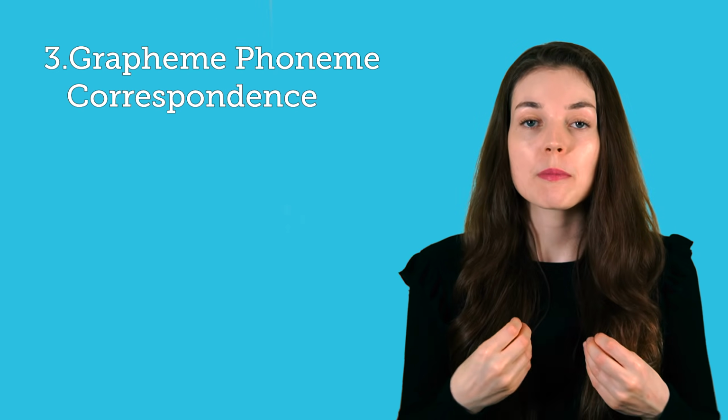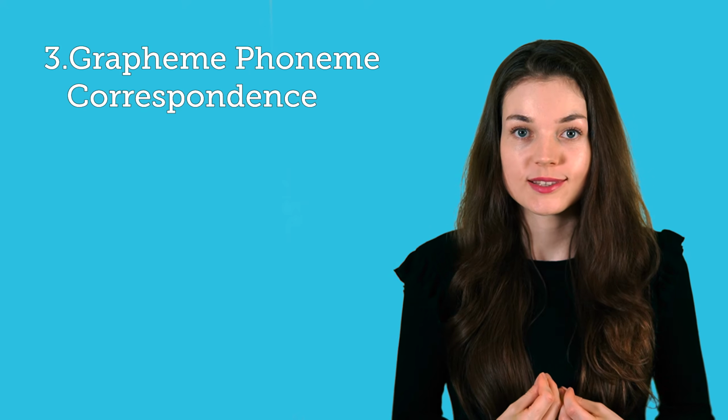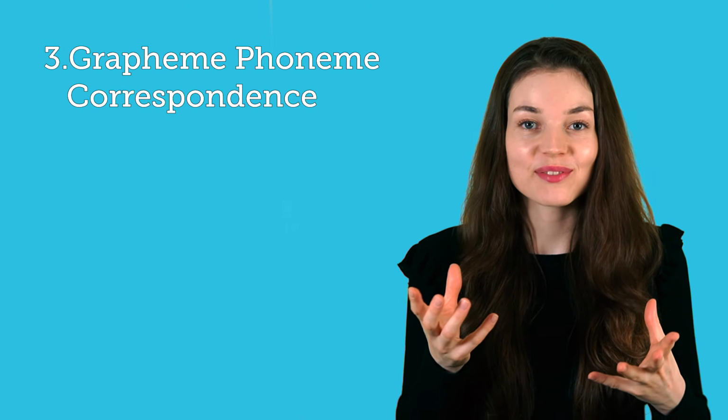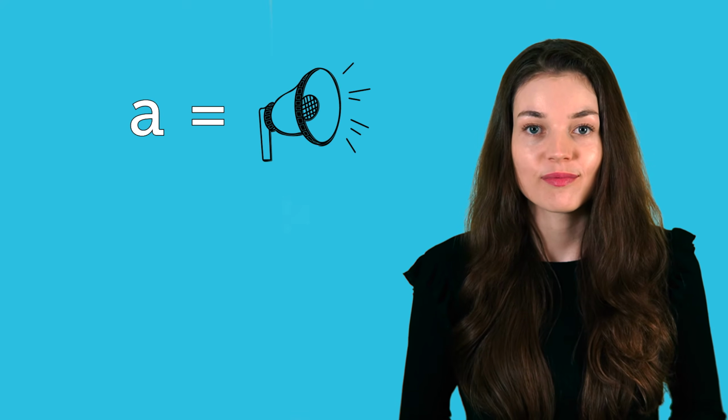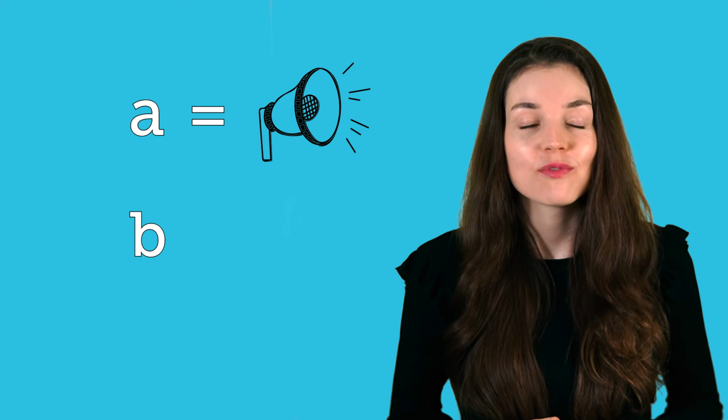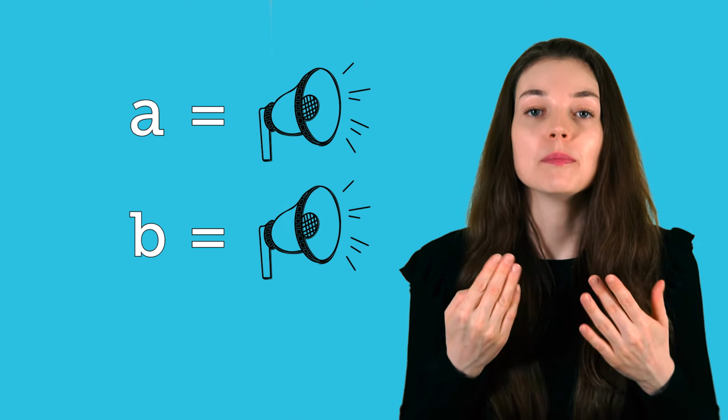And step 3 is to learn the grapheme phoneme correspondence. So this may sound confusing, but all I mean is which letter or combination of letters represents which sound. For example, the letter A represents the sound A. The letter B represents the sound B.